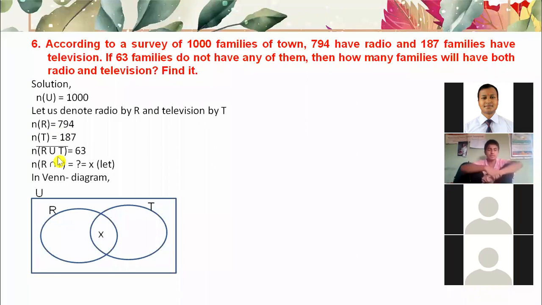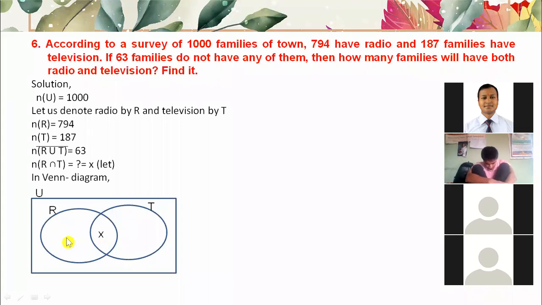794. Out of these 794 families, 6 families have both. Now it is an oval shape. This whole oval is 794. If we count everything inside the oval, it is 794. Out of this 794, x goes in the common region.